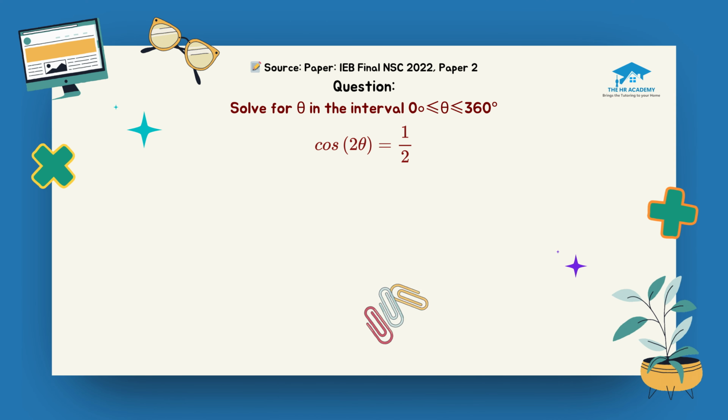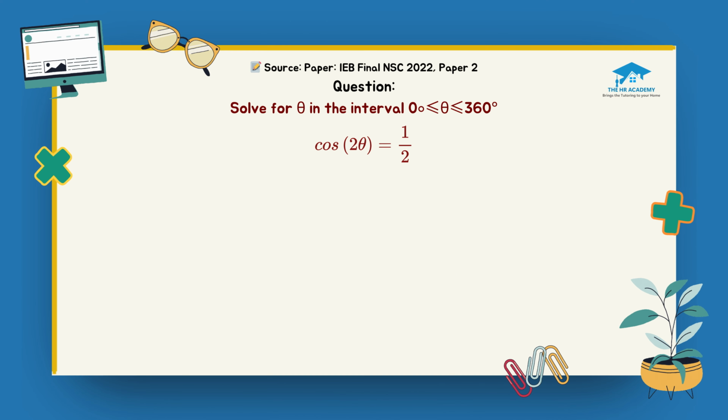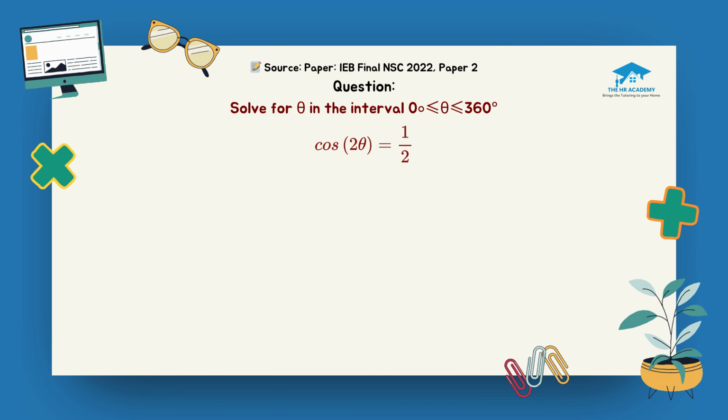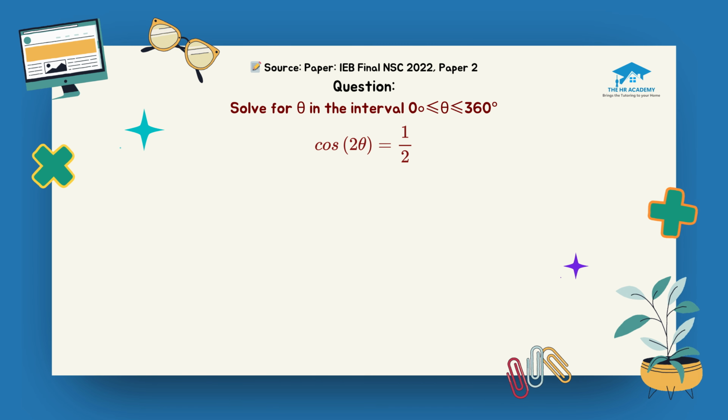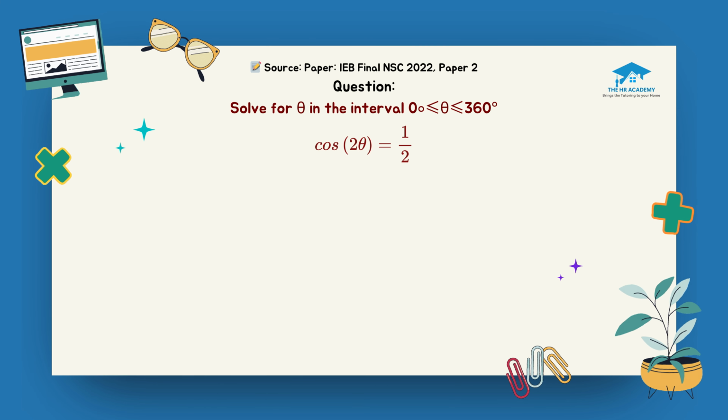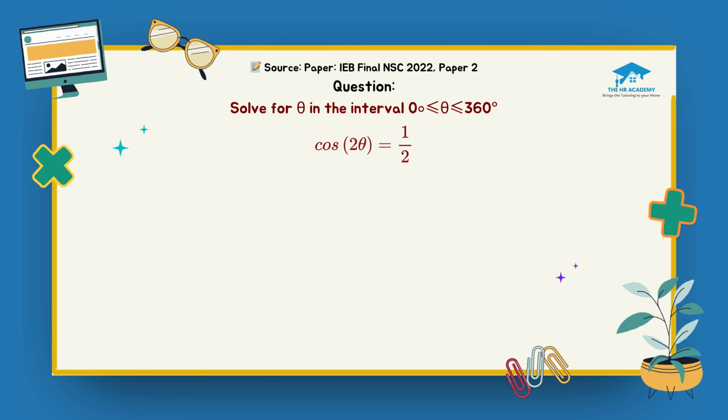Alright, let's jump into our first question straight from the November 2022 paper 2. It says, solve for theta where theta is in between 0 degrees and 360 degrees if cos 2 theta is equal to a half. Sounds serious, right? But don't worry, we've got this.